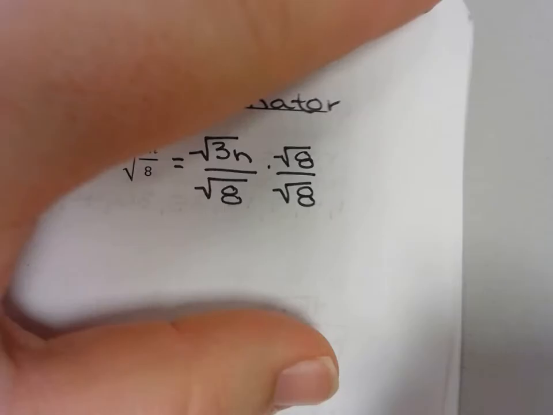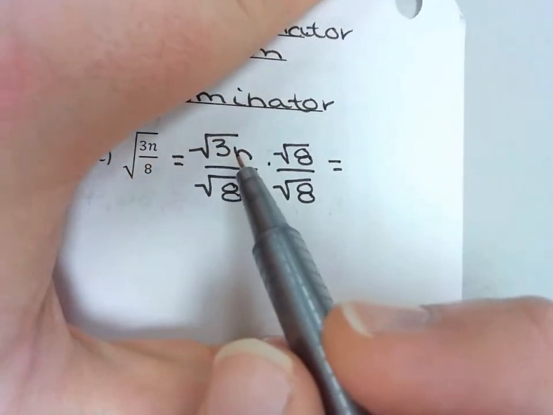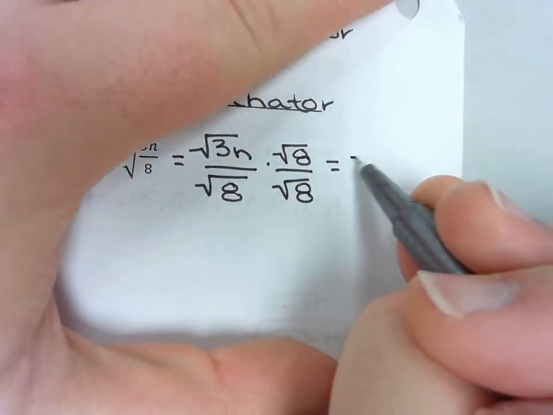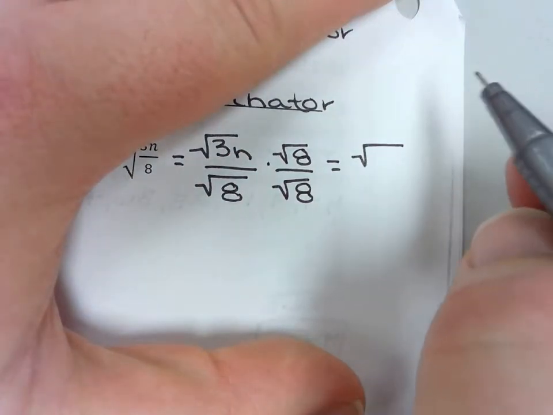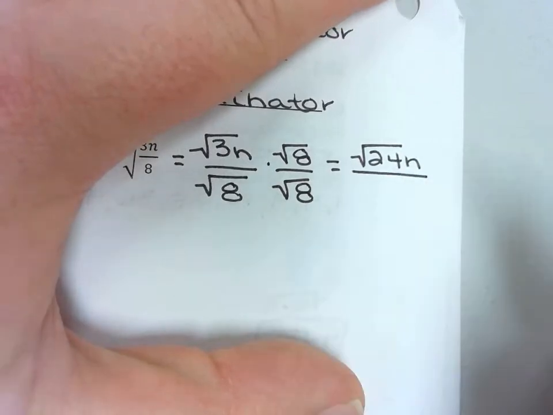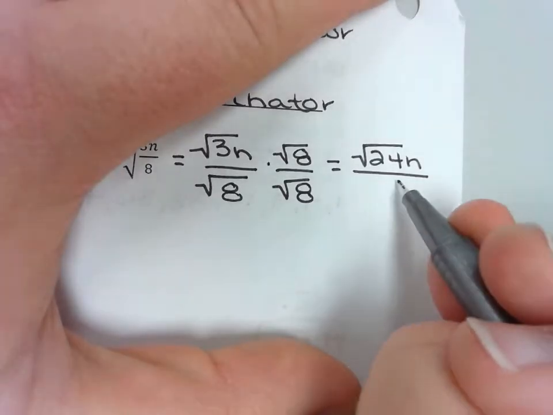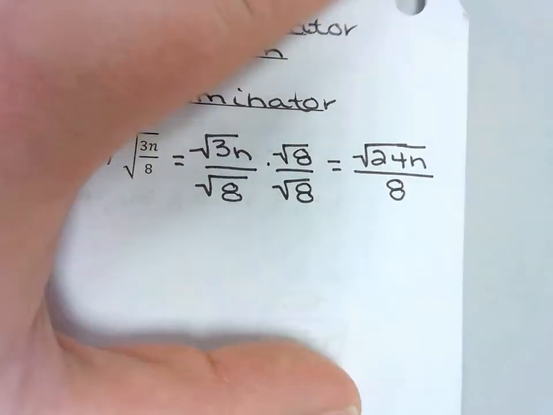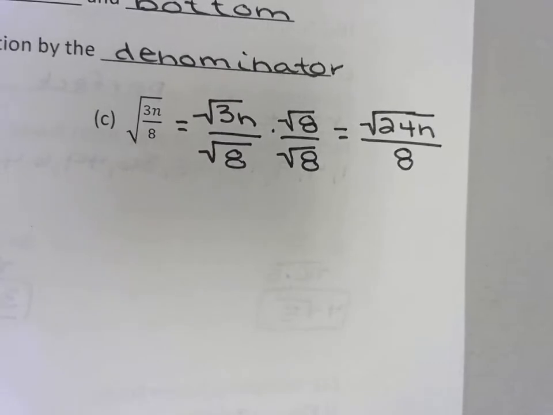Now whenever you multiply, you just multiply underneath the radical. So what is the square root of 3n times the square root of 8? What is it? 24n. All over, what is the square root of 8 times the square root of 8? Square root of 64, which is just... So like I said, when you have the same number under the radical that you are multiplying, it's just that number. So square root of 64 is just 8.